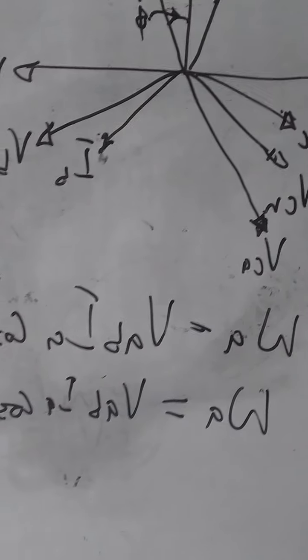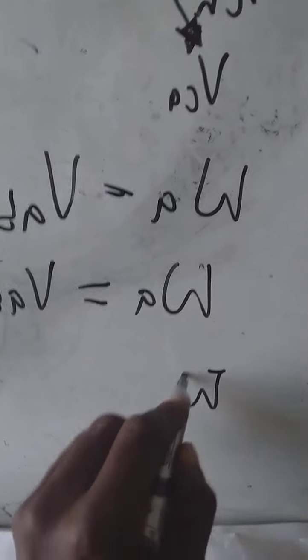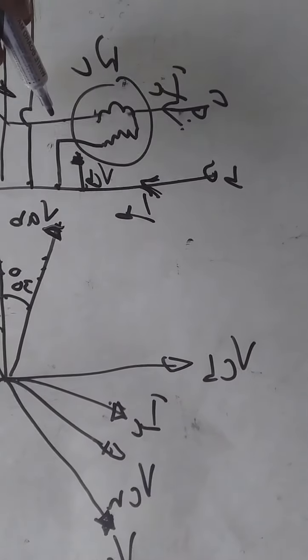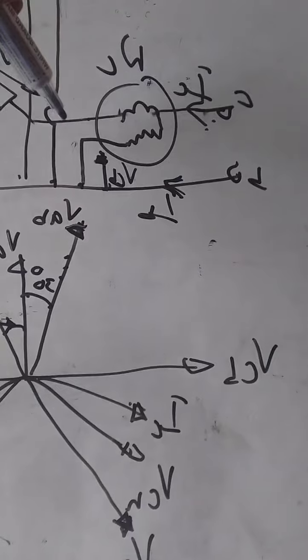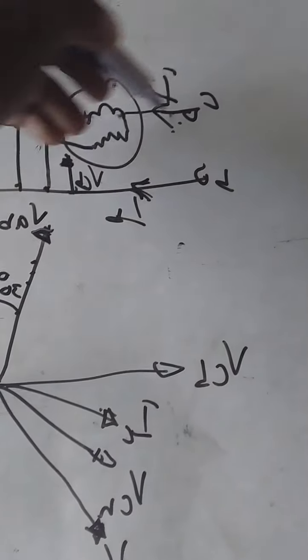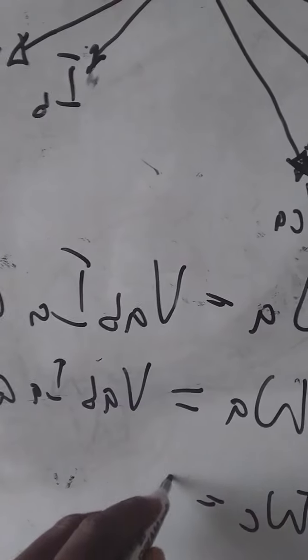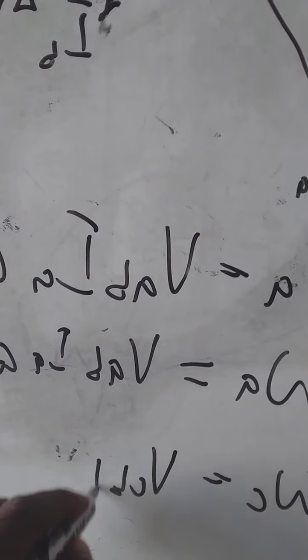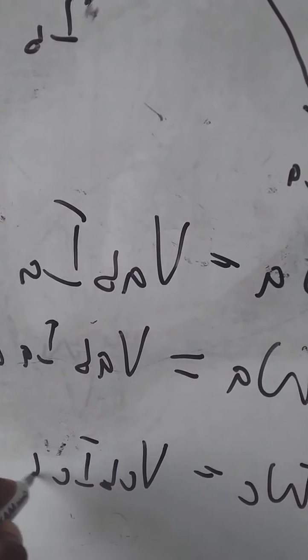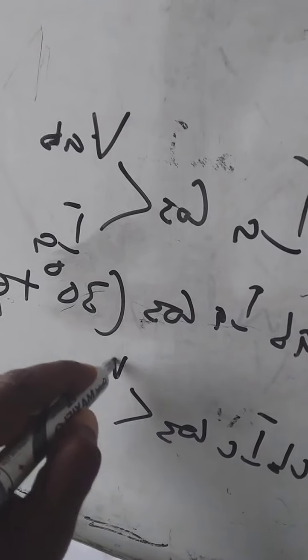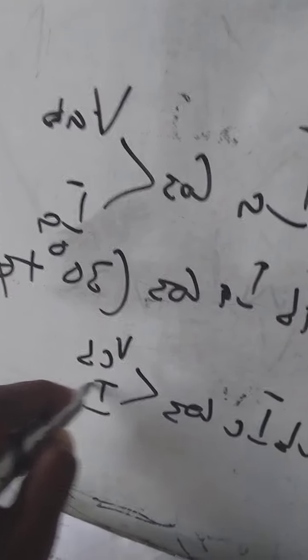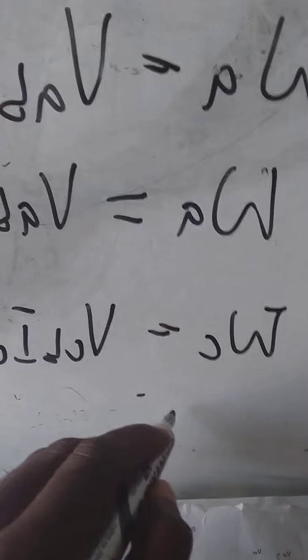So if we want to look at the wattmeter reading now in C, the wattmeter reading in C equally will be what? The voltage across C and the current, which is VCB times IC. VCB IC cos of the angle between VCB and IC, which is equal to what?